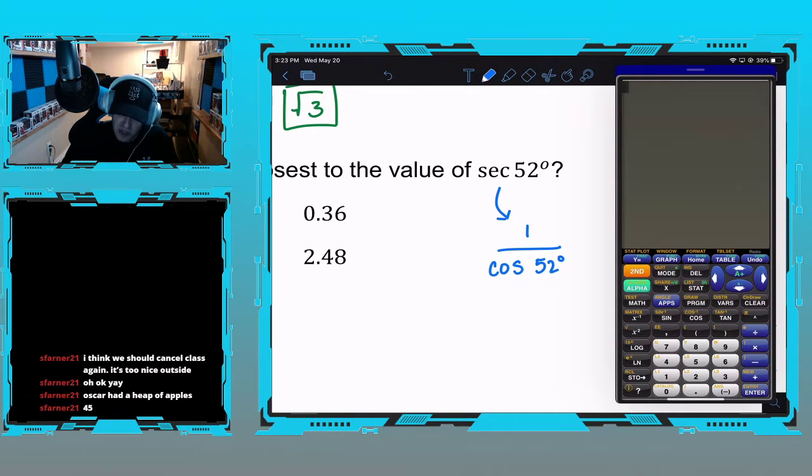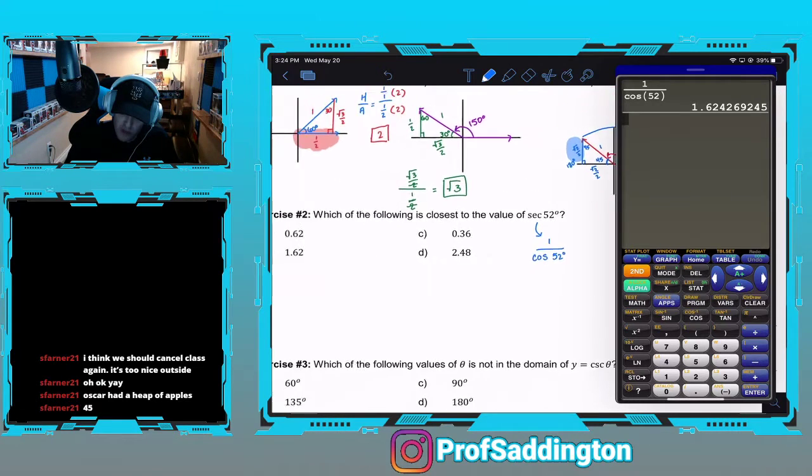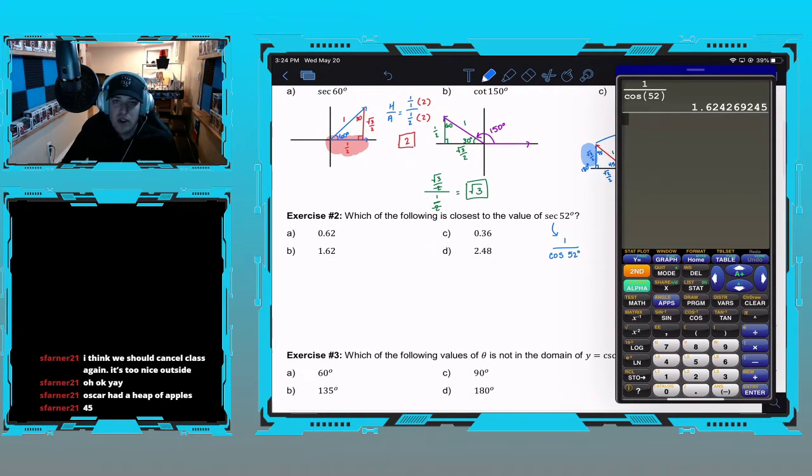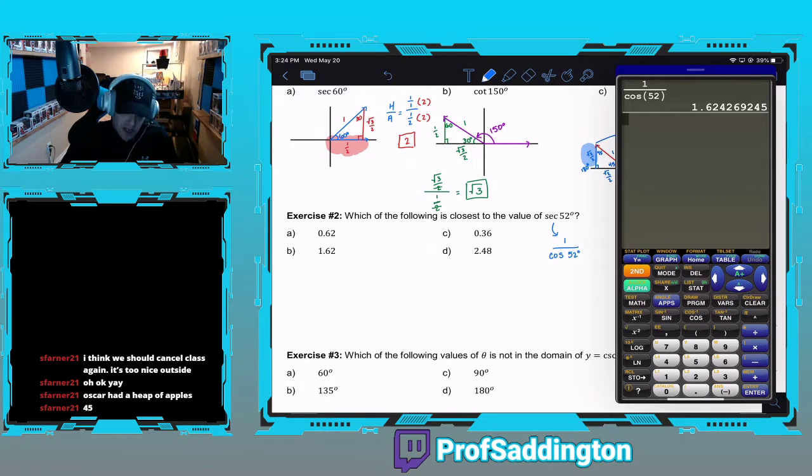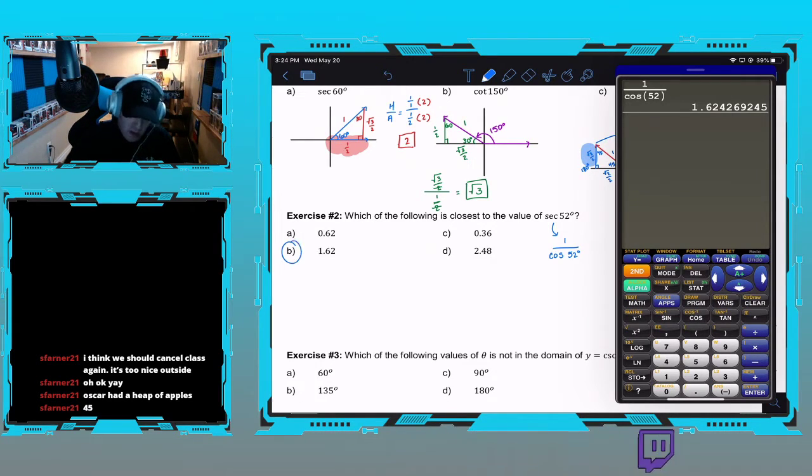Then you can just type it right into the calculator as the fraction we wrote down. So I have 1 over cosine of 52, close my parenthesis, enter. It says it's 1.624, and if you look at those 4 answers, we do have that answer on there. It is answer B.